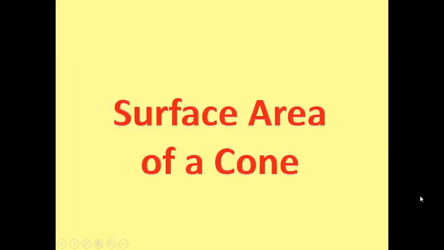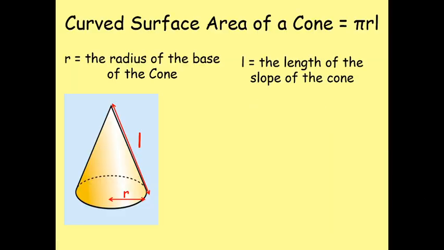Okay, surface area of a cone. Right, so when we're doing this, you've got to think about what shapes are on the surface of that cone. Now the obvious one should be the circle, which is on the bottom, which I have a formula for, which is pi r squared. The other one is that curved bit at the top, and that is your curved surface.